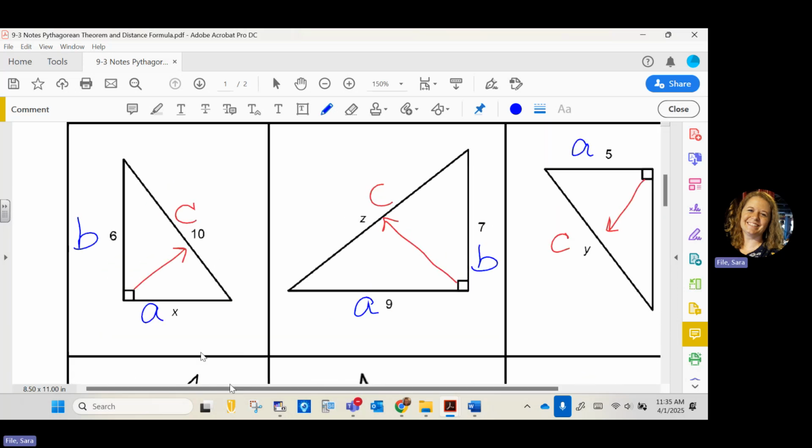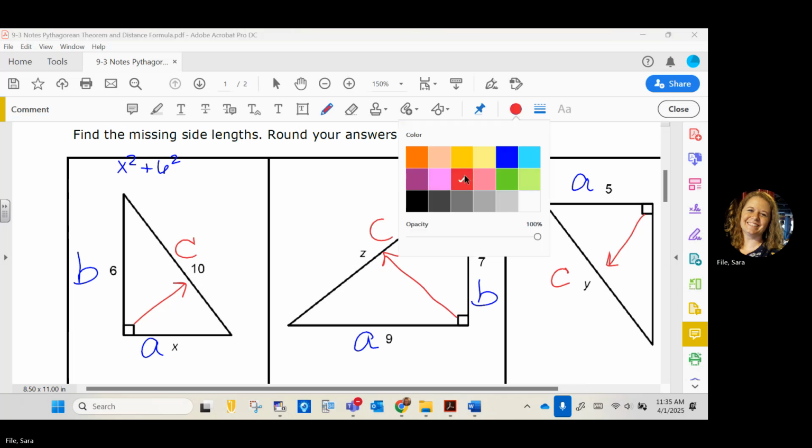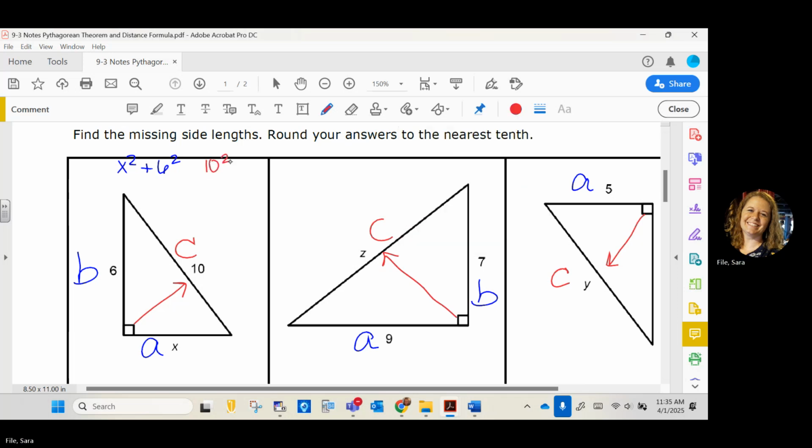All right, so for this first one, X is the missing piece. That's A, so A is our unknown. We know B and we know C. So I'm going to say X squared plus 6 squared equals 10 squared. So A squared plus B squared equals C squared, and I've plugged them in.